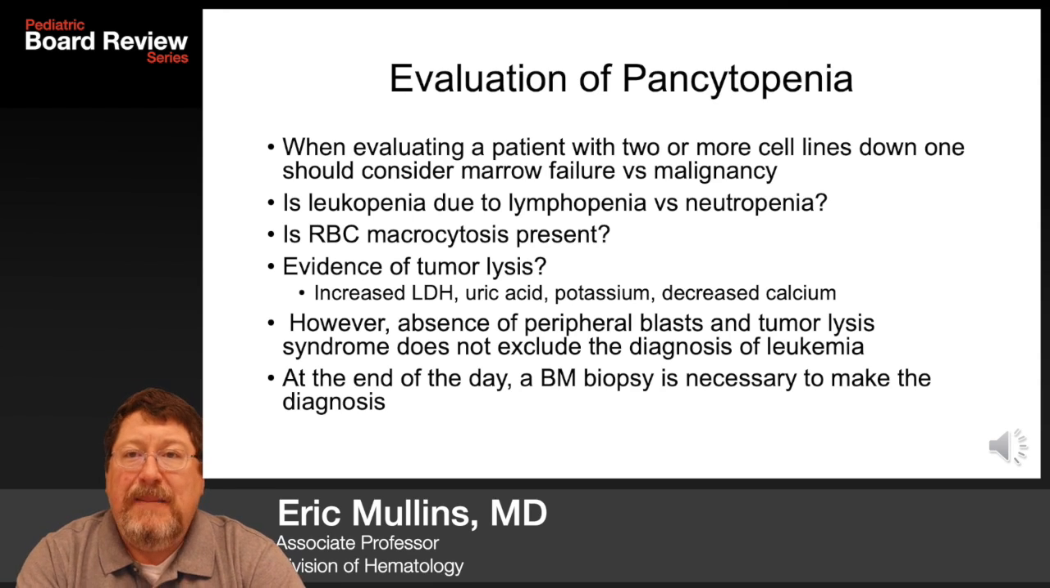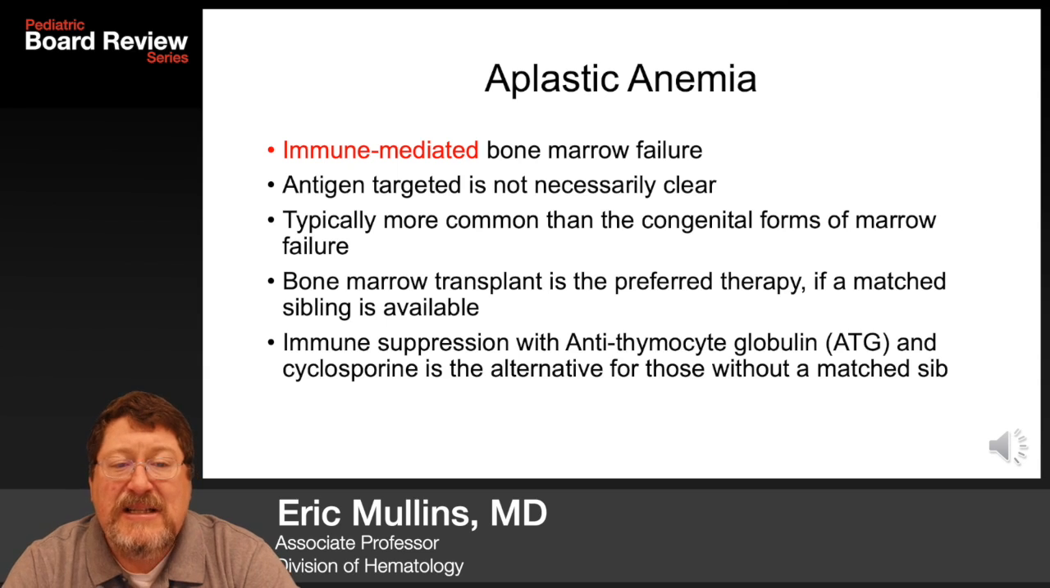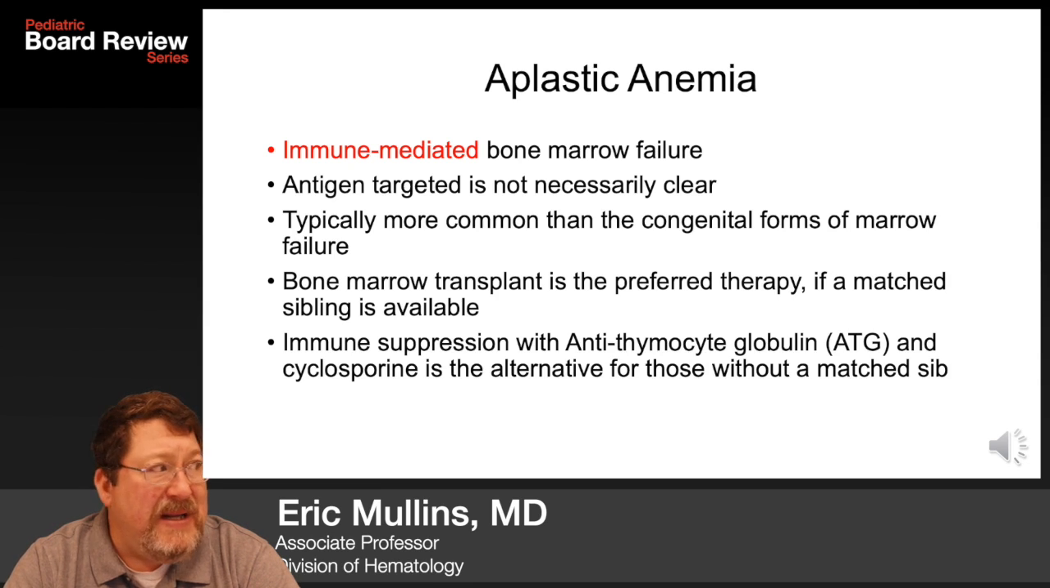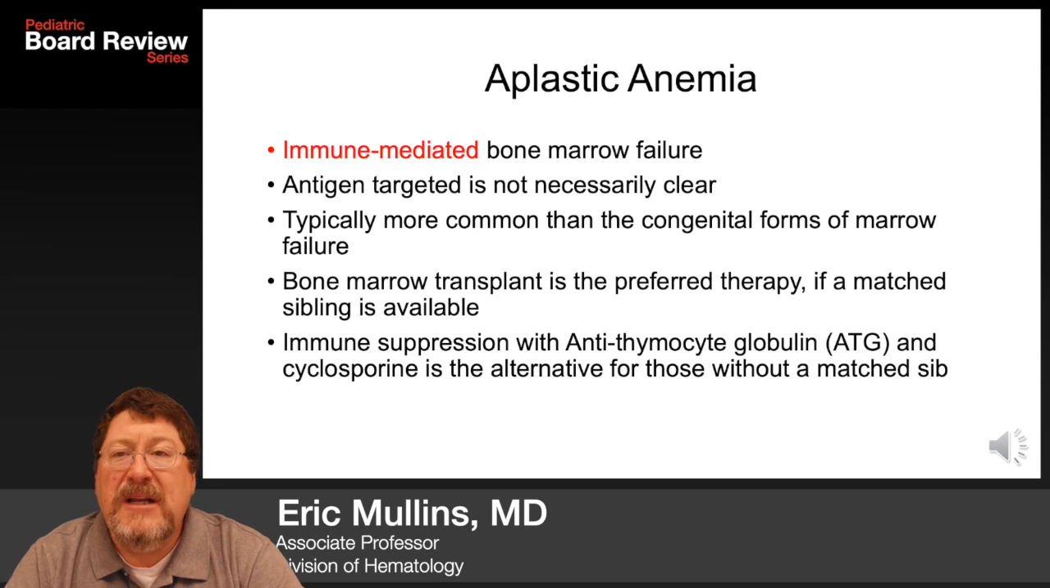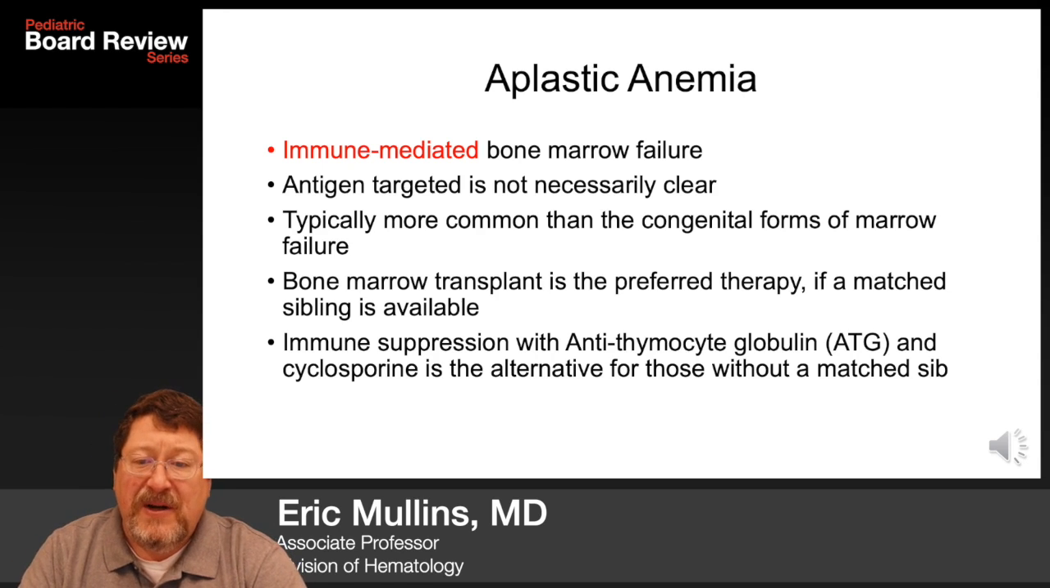So aplastic anemia. Aplastic anemia is essentially immune-mediated bone marrow failure. So this is an immune response against the hematopoietic precursors. The antigen that is the primary target has not necessarily been identified. But aplastic anemia, especially in older teens and adults, is typically more common than other congenital forms of marrow failure.